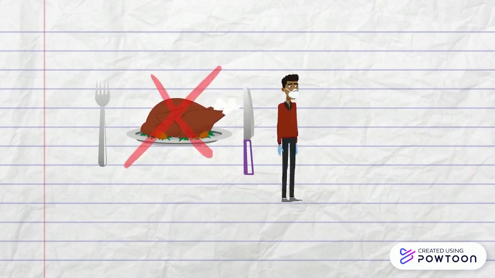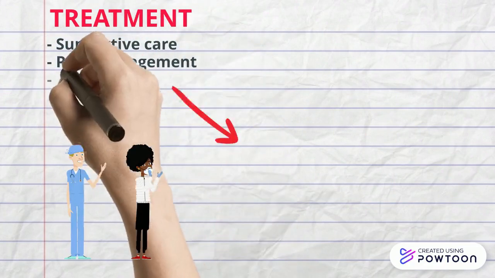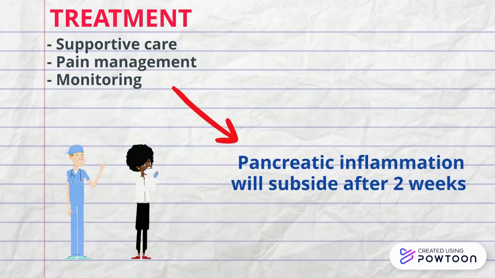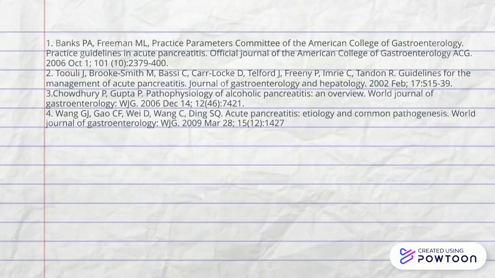For those with more severe cases, fasting is sometimes required as the pancreas cannot support digestion through the duodenum. Overall, there is not one defined treatment for acute pancreatitis, but rather supportive care, pain management, and patient monitoring, where inflammation will subside after 1 to 2 weeks.